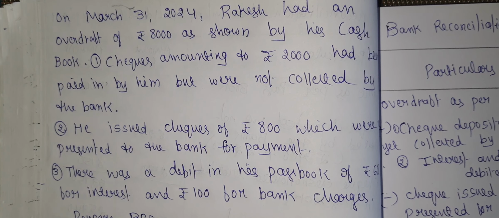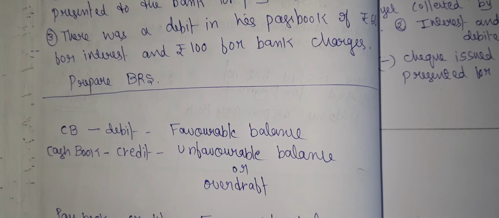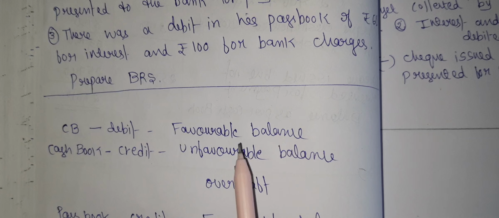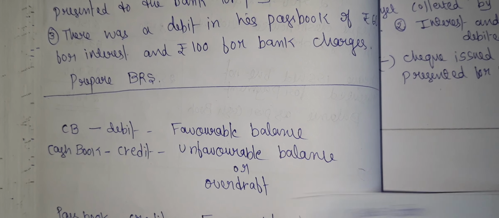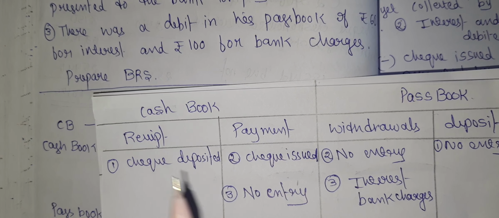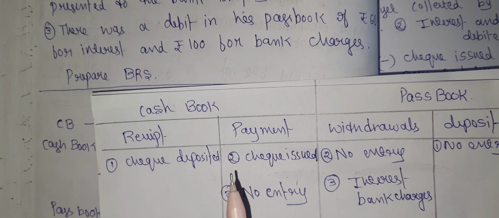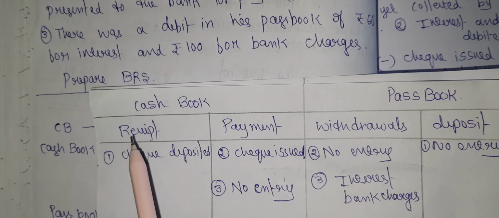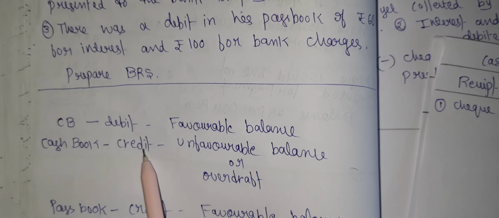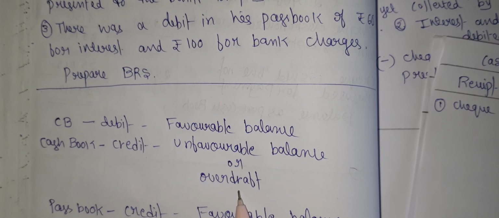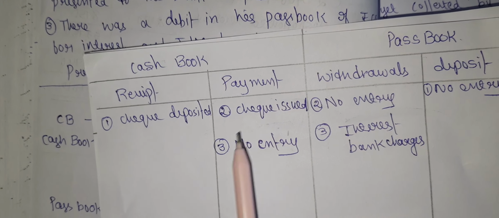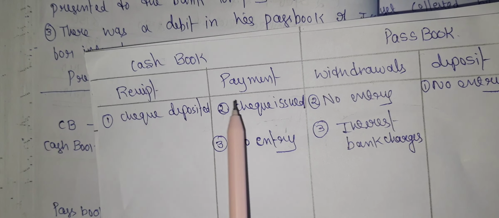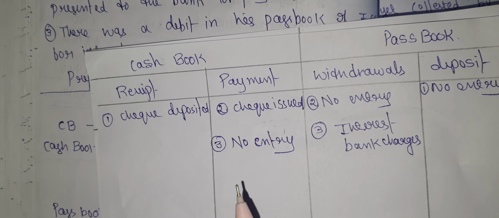See here, what is unfavorable balance? Cash book debit means favorable balance, which means receipts are more than the payments. That one we call a favorable balance. And cash book credit, this is debit, this is credit. Cash book credit is unfavorable balance or overdraft. It means payments in the cash book are more than the receipts. So it is unfavorable balance or overdraft.